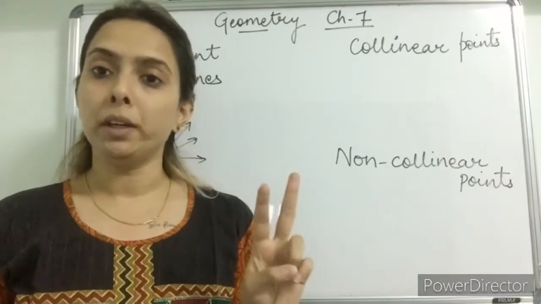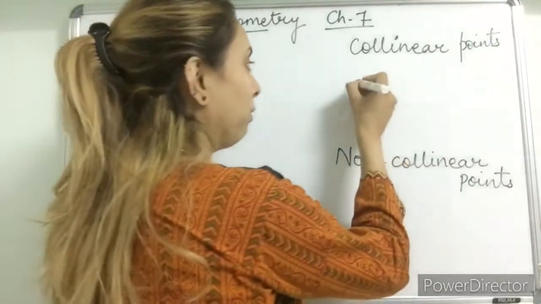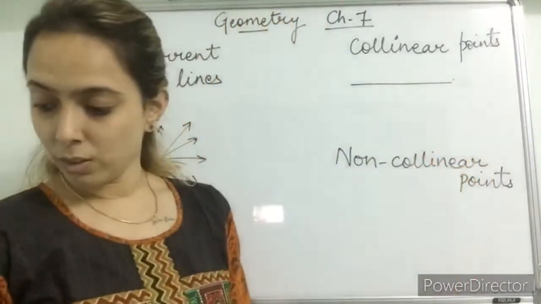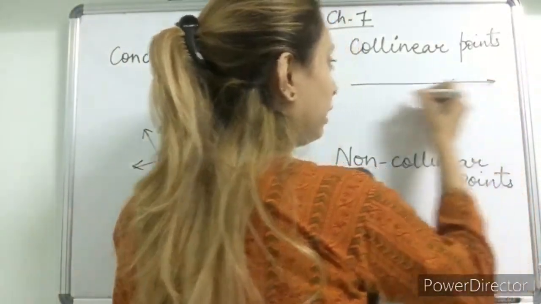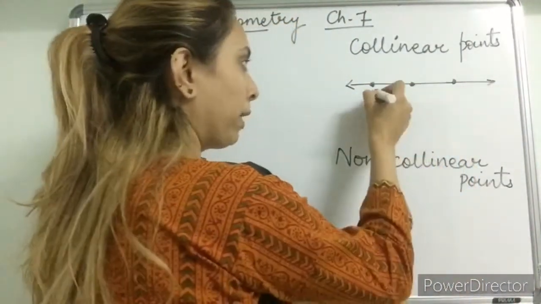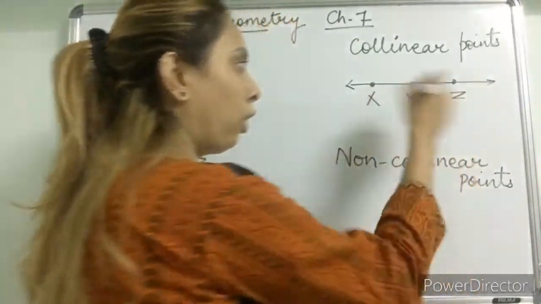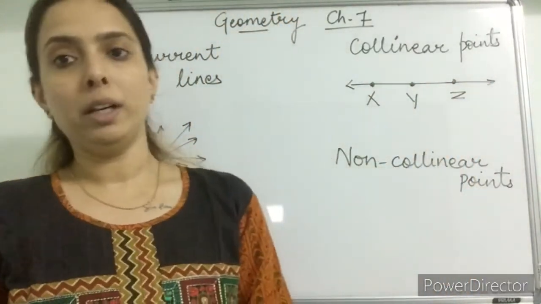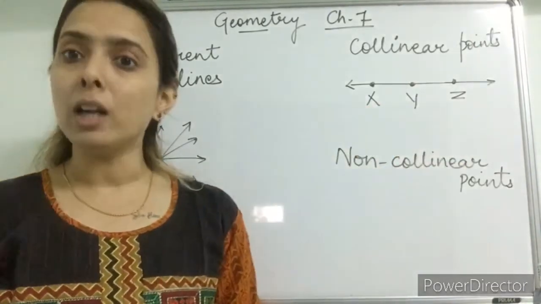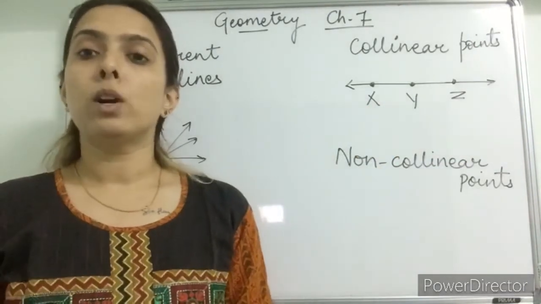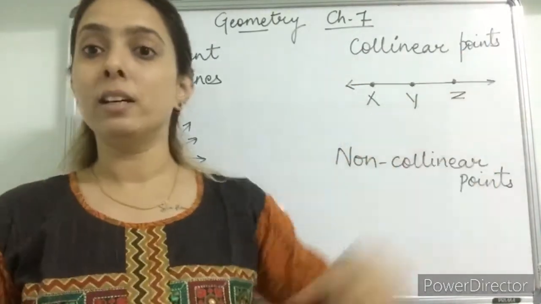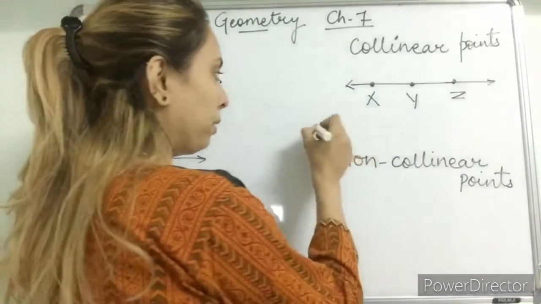But what about collinear points? Collinear points will have 3 or more than 3 points in a straight line. If there are 3 or more than 3 points in a straight line, all these points are known as collinear points. So here X, Y, Z are collinear points. Why? Because they are in a straight line.